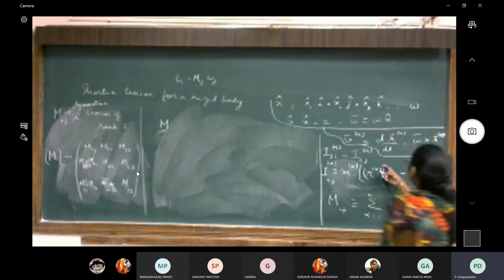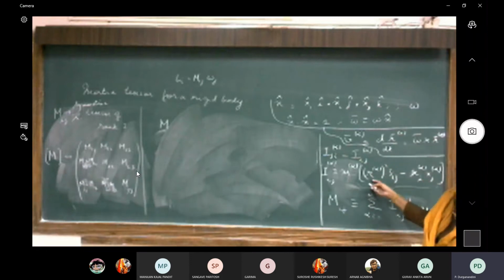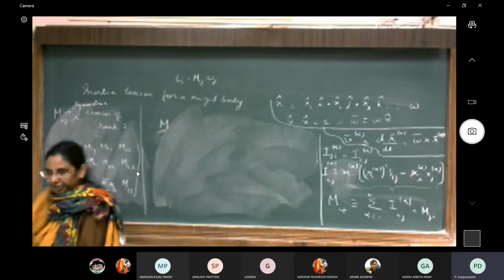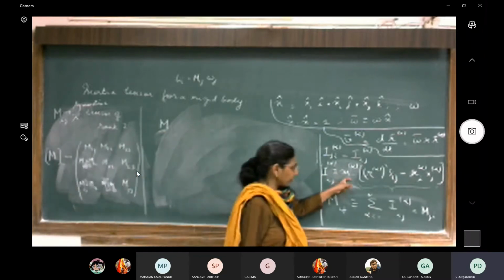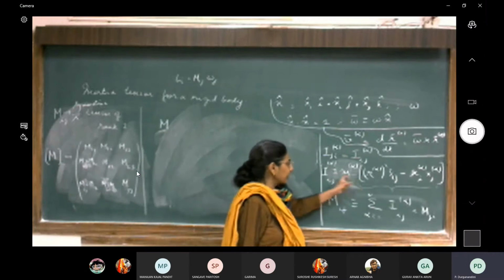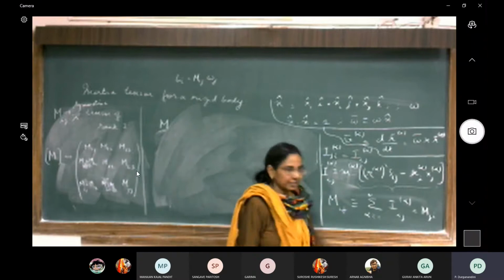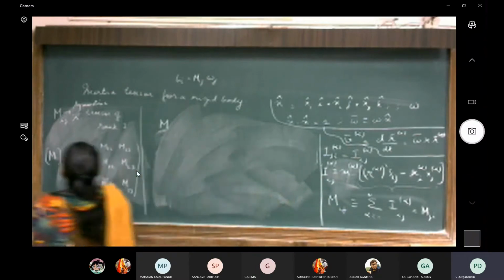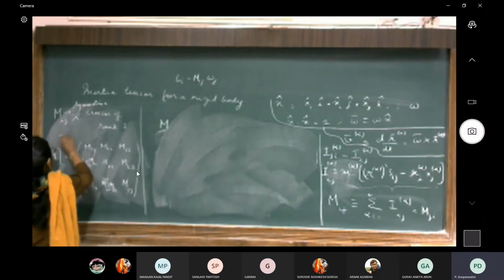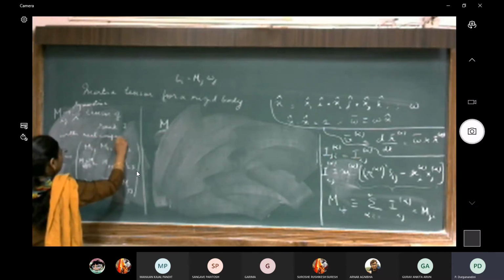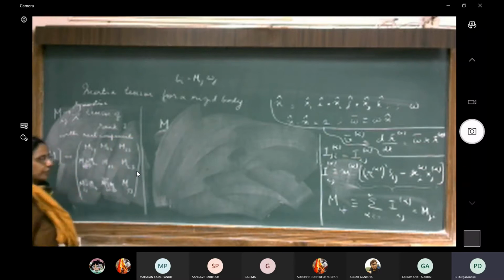Here you have R square and here you have x_i x_k. Now these are real elements. R square is a real quantity, in fact a positive quantity. x are components of your position vector for the alpha particle, so that's also a real number, and you have multiplied it with the mass of the alpha particle, so this is again a real number. So basically the elements of I_ij are real. Therefore your M has all real elements. So it's a symmetric tensor of rank 2 with real elements. All the elements are real.